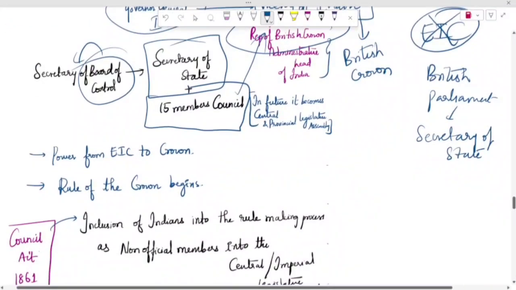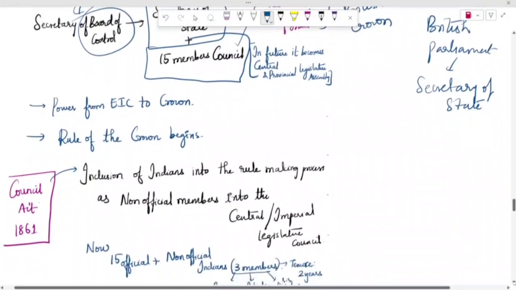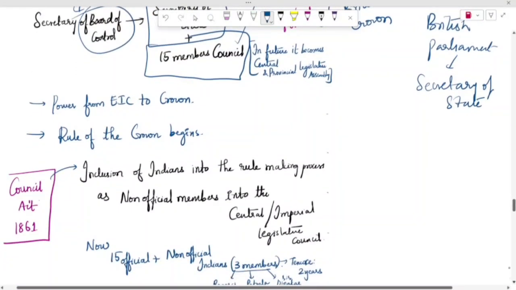So the previous legislative council, executive council, everything will be abolished. Now the Secretary of State with a 15-member council, along with the Viceroy, will be governing India. Then power shifted from the EIC to the Crown, and the rule of the Crown begins with the 1858 Act. As the Queen and British Parliament were lacking time because of the 1857 revolt, they made it very short.